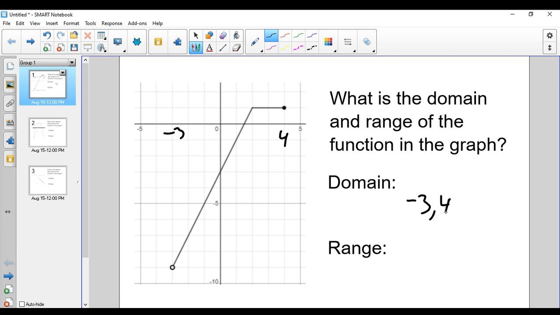Okay, and now I just have to know, is it a parenthesis or a bracket? Since the -3 is excluded, it's a parenthesis. Since the 4 is included, it is a bracket.